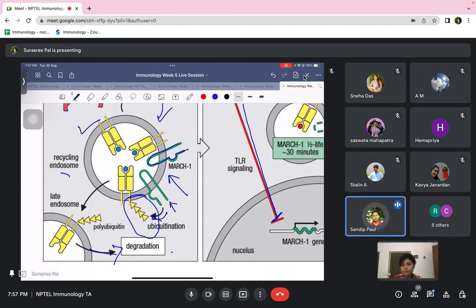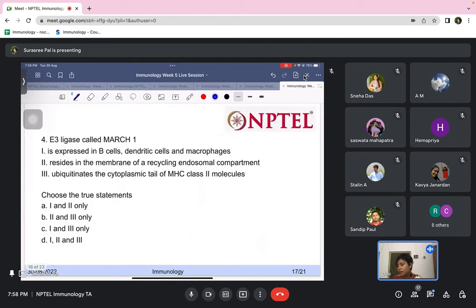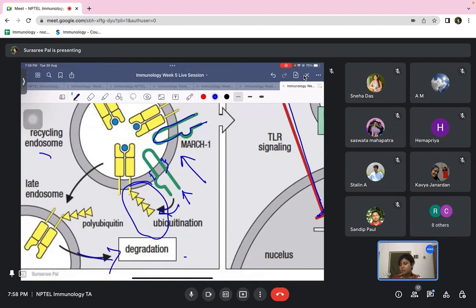Oh, I thought it's cytosol. No, it's not cytosolic. It's on the membrane. So this is the transmembrane region. Okay, it's present on the membrane. All right, and the third option. So 1 is correct, 2 is also correct. The third option has to be correct, that it ubiquitinates the cytoplasmic tail of class 2 MHC molecules. So check here. This is the transmembrane portion, and this is the cytoplasmic tail, right?